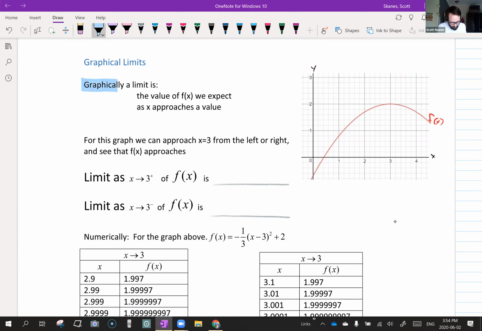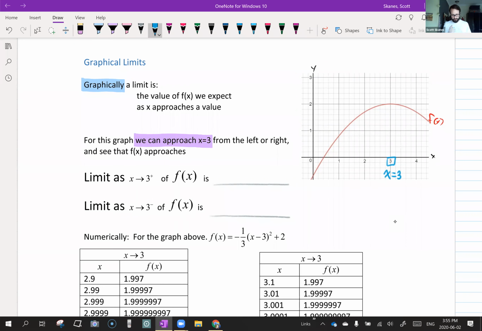Graphical limits. Graphically, first of all, what a limit is: it's asking what is the y value as we get closer and closer to an x value. So what the heck does that mean? Okay, well, let's read the definition. The limit is the value of the function we expect as x approaches some value. So in this graph it says we can approach x equals 3 from the left or right. Okay, let me try to break this down. Just look at this. This is when x equals 3, okay?